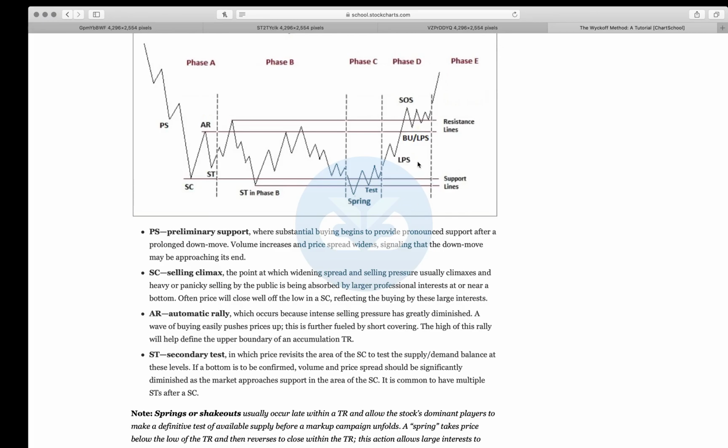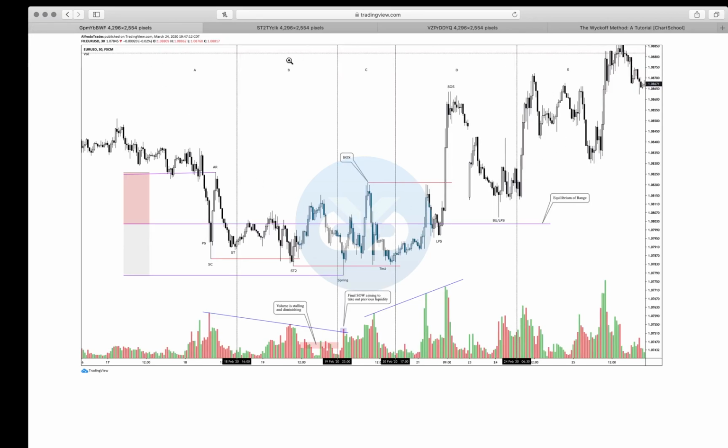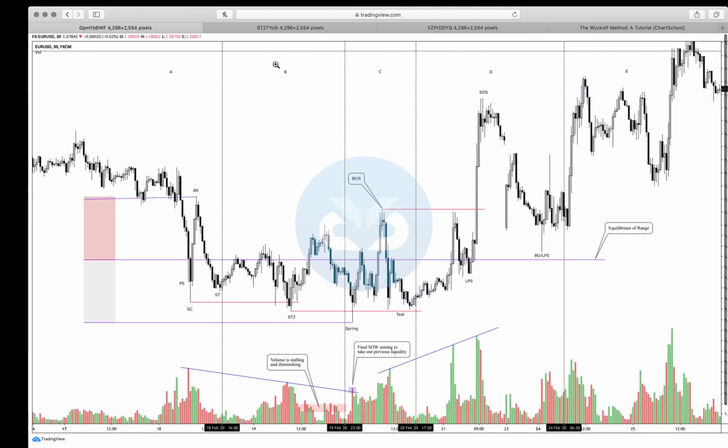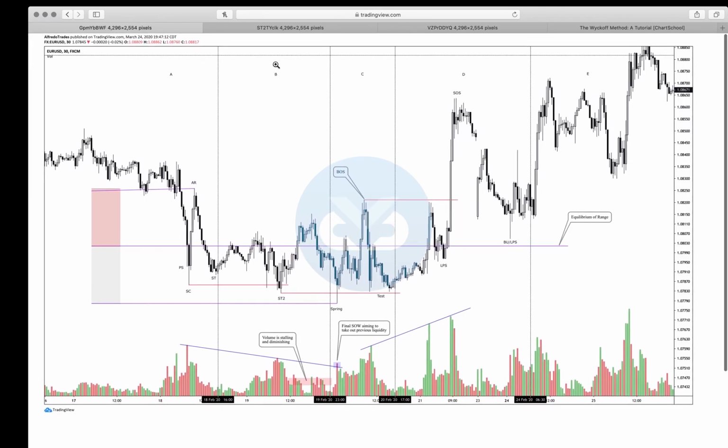Right, so I have 3 examples for this video, and example number 1 is EURUSD. I said I would speak on this in one of the previous videos, so here it is. This is the entire schematic. Let me see if I can zoom in a little bit more. All right, that's fine. So here we see phase A, B, C, D, and E, and what's going on in between them.